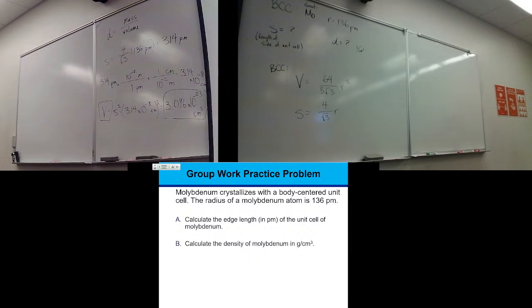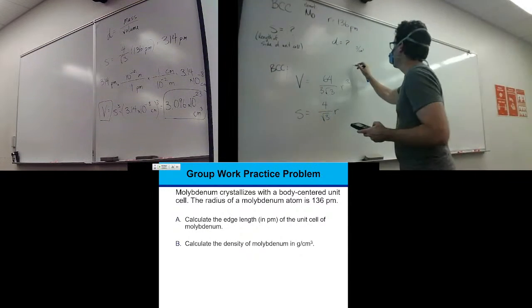Does anybody else get that volume, or did I make a mistake? It is 4 over radical 3, right? I didn't write that wrong. Yeah, I think it is. 4 divided by radical 3 times 136 picometers is 314. Here, I'll use the other equation now and see if I get the same answer.